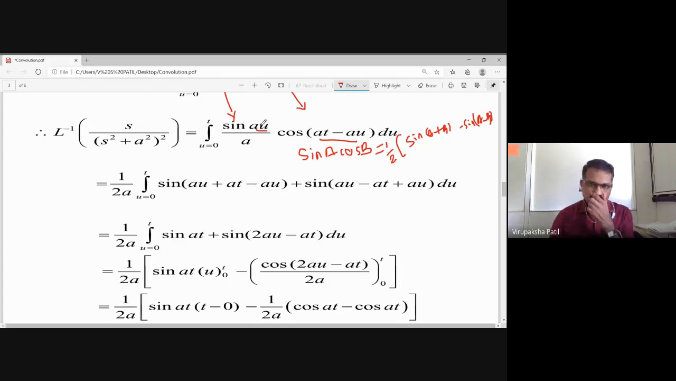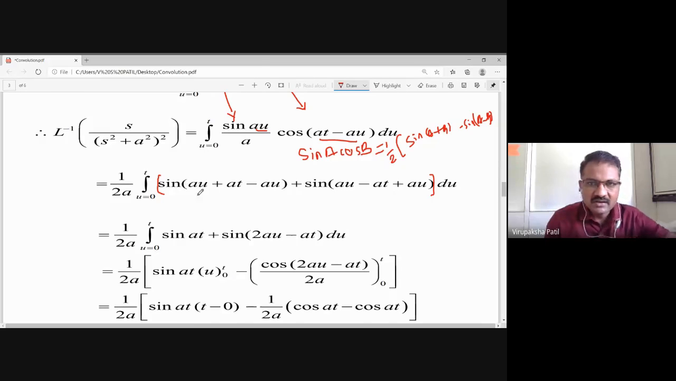Therefore, this is your a, this is your b here. I forgot to put one bracket here, I'll put it here. So 1 by 2 is common, so I have taken that outside. That becomes 1 divided by 2a, integration u is equal to 0 to t.